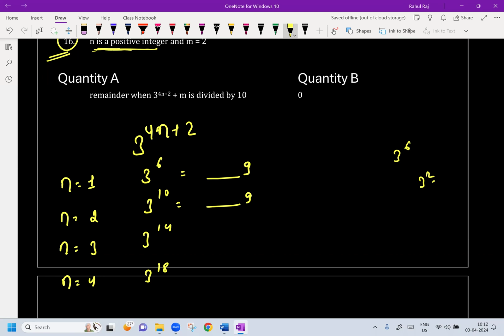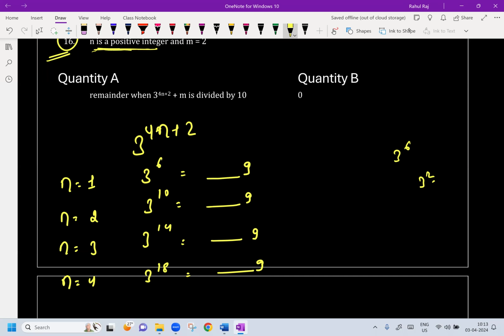Let's see, 10 by 4, it goes twice, the remainder is 2. 3 to the power 2, again 9. The unit digits are the same at the fourth power. The unit digit repeats itself after the fourth power. That's the cyclicity of a number, which I told you the first time. So this is also going to be 9, this is also going to be 9. Agreed?